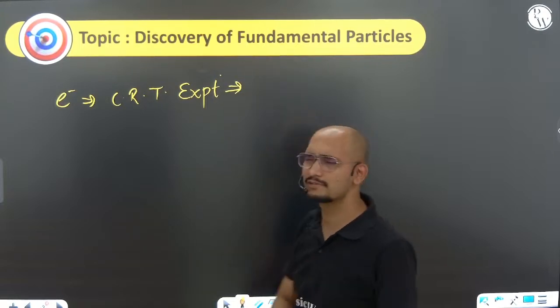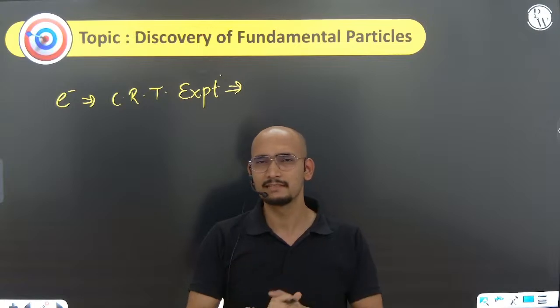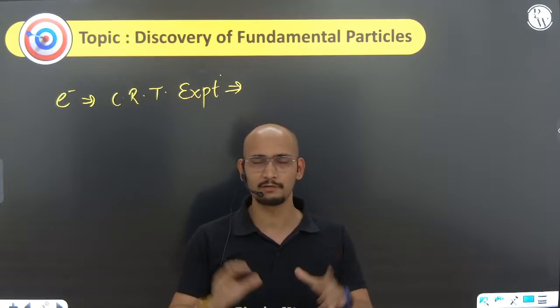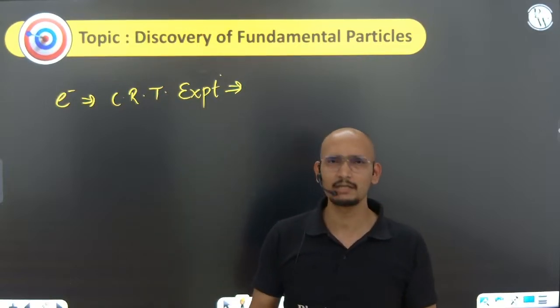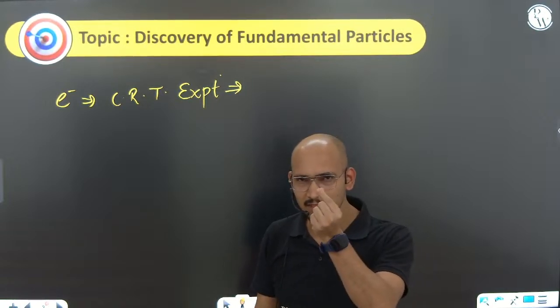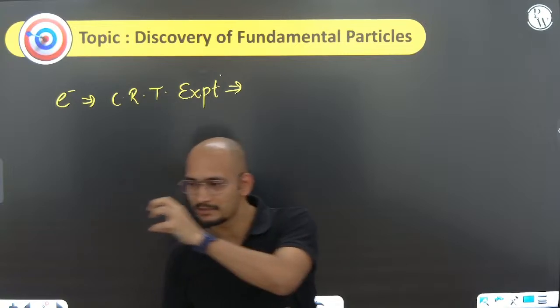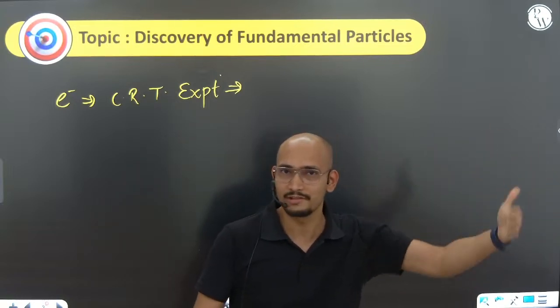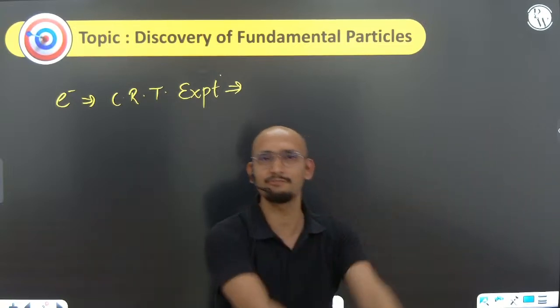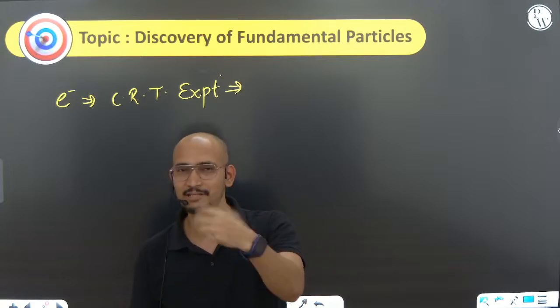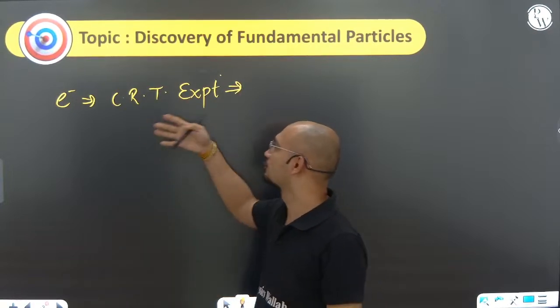Of course, the first thing was done by Julius Plucker. Julius Plucker was the scientist who did this experiment and found out that there is something negatively charged, starting from the cathode and going towards the anode. Anode is the positive plate. If something is going toward the positive plate, of course it should be negatively charged. So it was something about the cathode ray tube experiment.